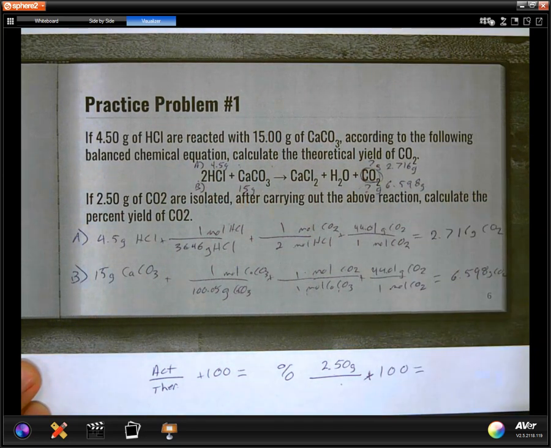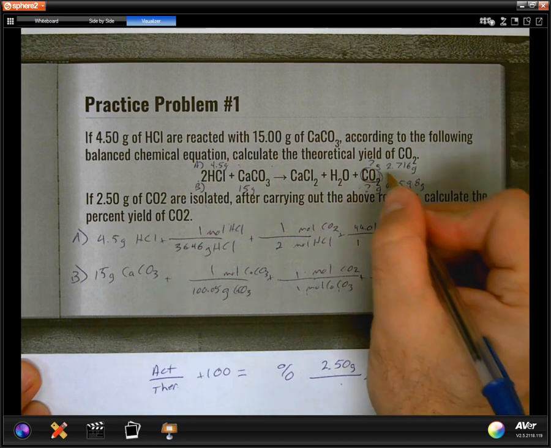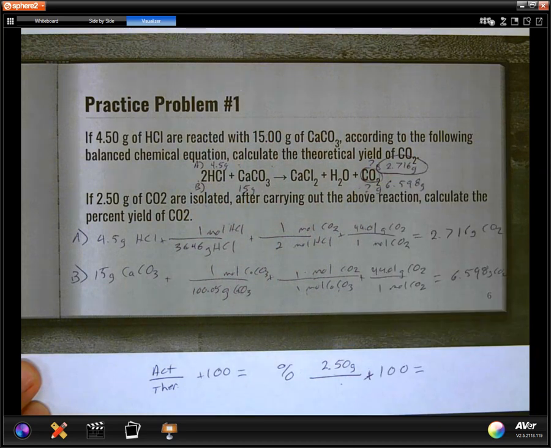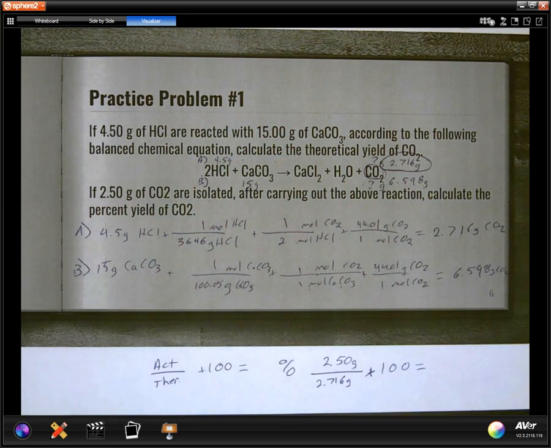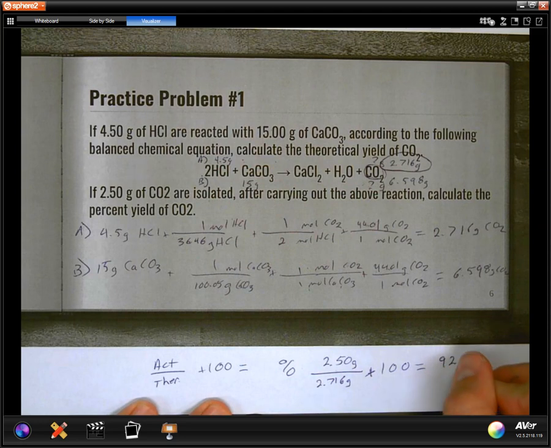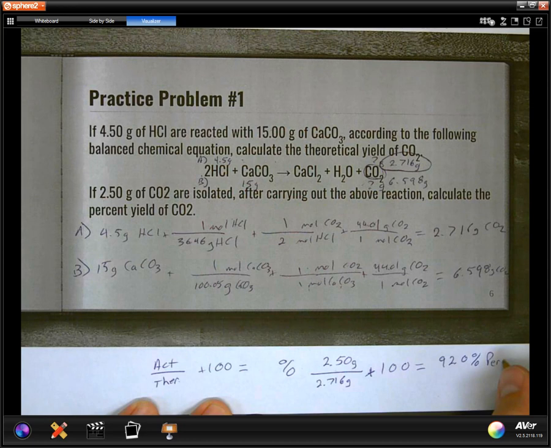So again, what is my theoretical yield? The one that is predicted to make less. So now I just simply take that number, plug it in down here, multiply it out, and you would come out to 92.0% yield.